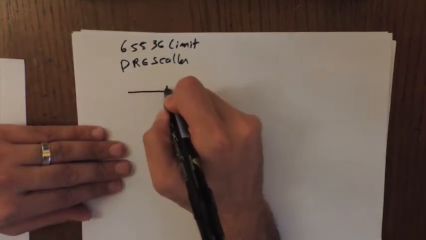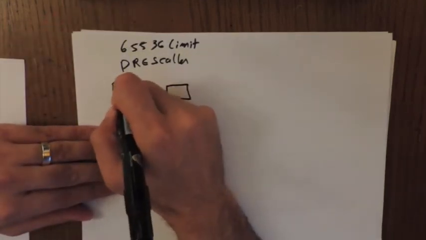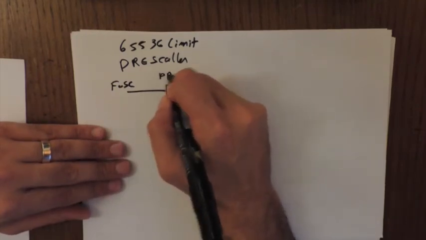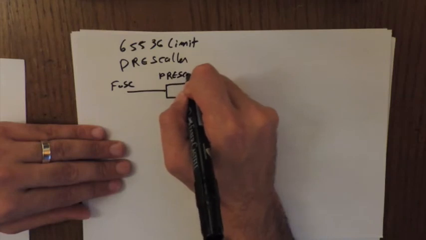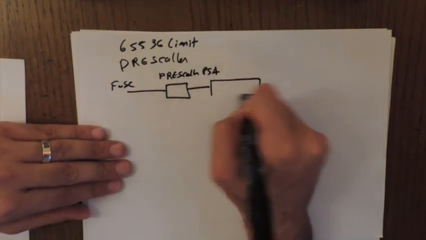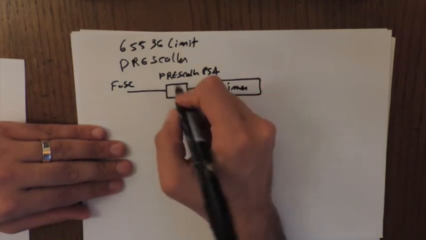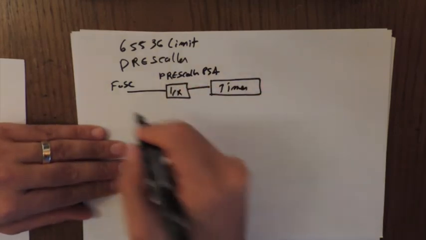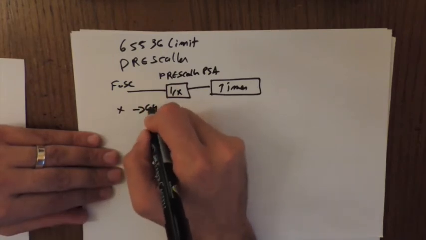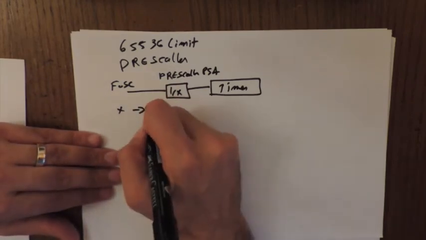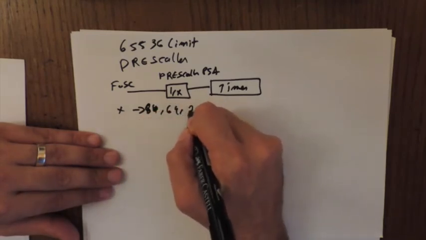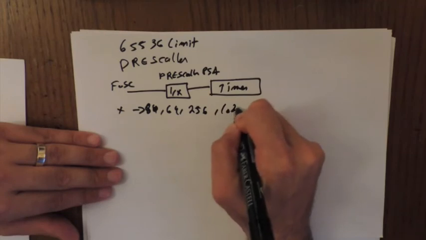F oscillator actually passes through a prescaler, I can say PSA, before entering the timer. So this is 1 over X, where X can be 8, or 64, or 256, or 1024.